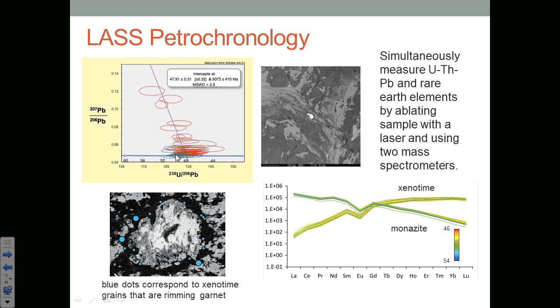So in this case, we're doing this work in a thin section. We're not separating the minerals at all. We're just doing it in a standard polished 30-micron thin section. So we can analyze that grain in its petrographic context and get an age on it. In addition, we also measure the rare earth elements. In this case, it's all forming at the same time, so it has a completely uniform rare earth element signature.